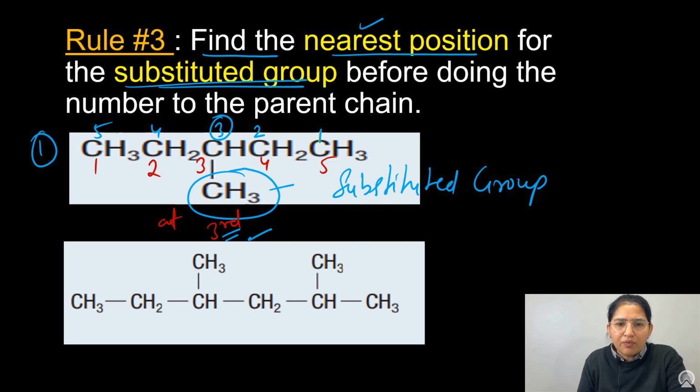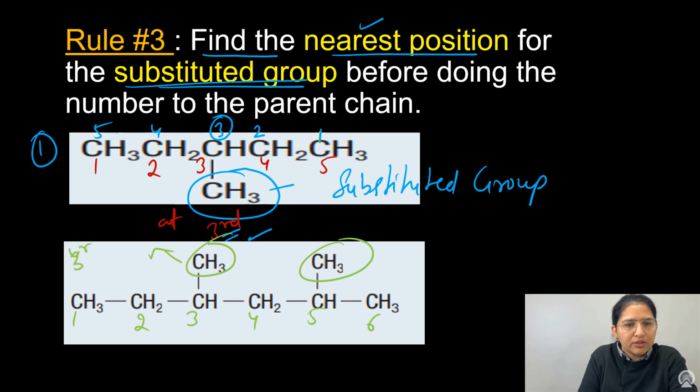In the next, we know we are having in total 2 substituted groups. So now let's see. If I do the numbering from the left hand side, it's going to be like this: 1, 2, 3, 4, 5, 6. So you may see one of your substituted groups is coming at third position while the other is coming at fifth position. Now let's do the numbering in the opposite direction, it means from the right hand side. So if I'm starting the numbering from this side, it's going to be like this.